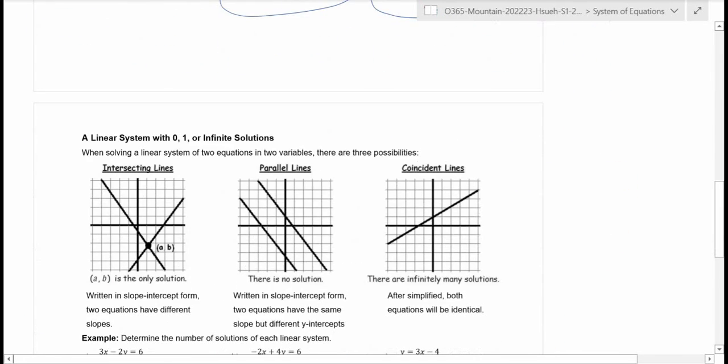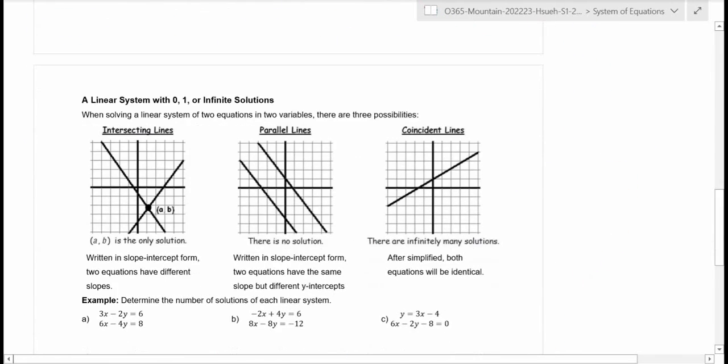Okay, here we go. Here's the summary for that. A linear system with 0, 1, or infinitely many solutions. When solving a linear system of two equations in two variables, there are these three possibilities. We have intersecting lines, two lines that intersect each other. That means the point where these two lines, A and B, intersect is the only solution. And this happens when the two equations have different slopes, right? When two equations have different slopes, then we will have one single solution.